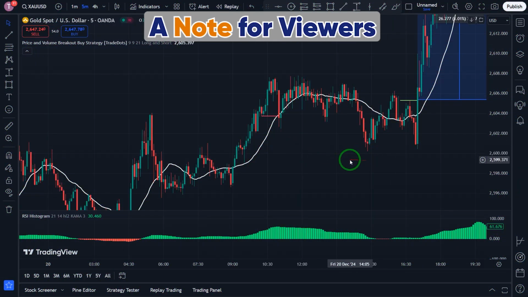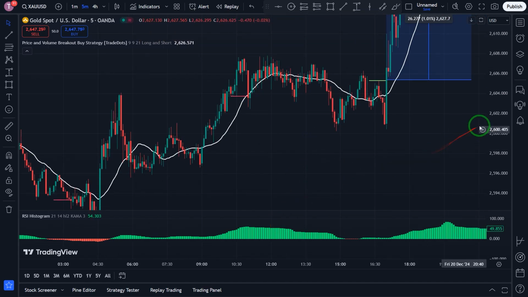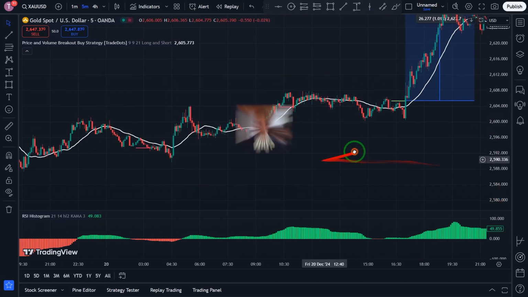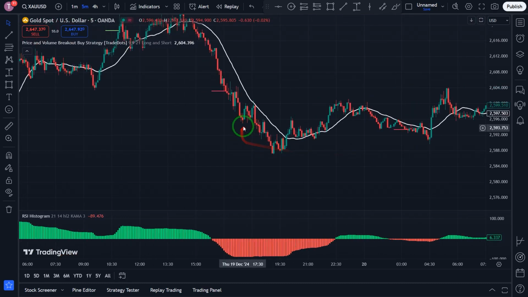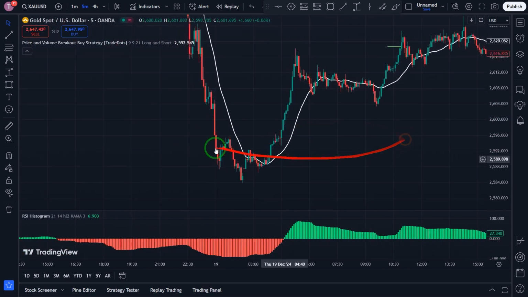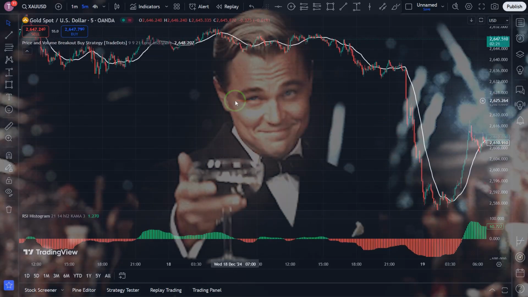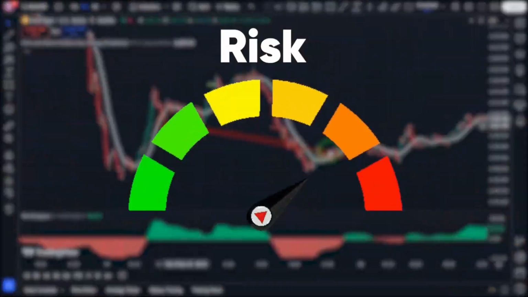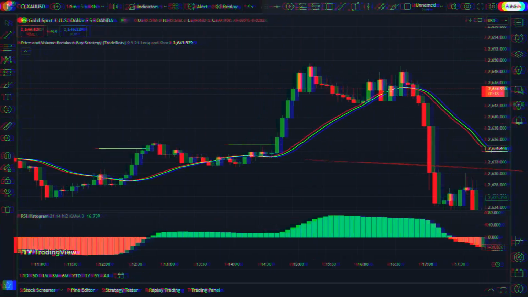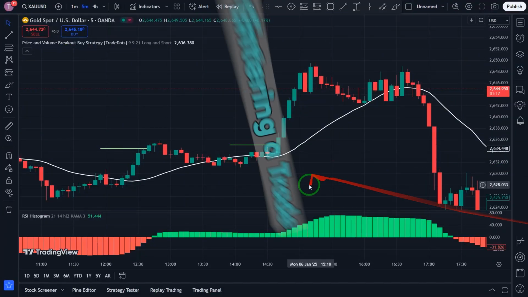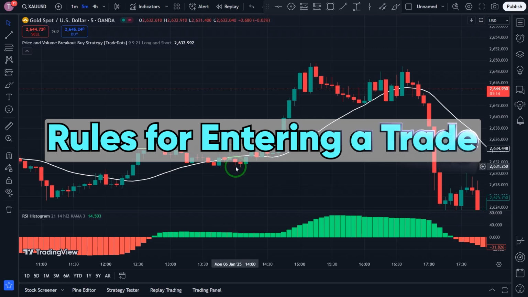These indicators alone are not enough and should be used in combination. Why? Because the market doesn't always act logically and may give you false signals. By combining these 2 tools, you increase your chances of success and reduce your trading risks. Now that the indicators are ready, let's talk about the rules for entering a trade.